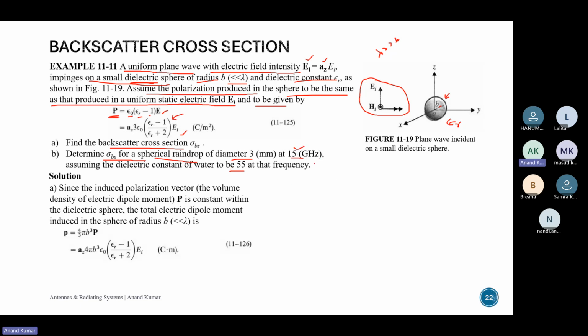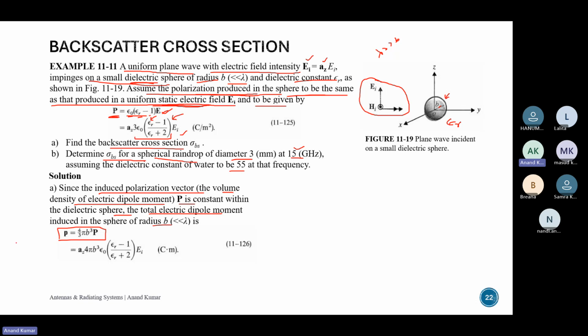So let's do this. Since the induced polarization vector, the volume density of the electric dipole moment P, is constant, it is said over here that assume the polarization produced to be the same as that produced by a uniform static electric field. So this is by the static electric field, and this expression is over here. This epsilon is again known. So this turns out to be constant within the dielectric sphere. The total electric dipole moment induced in the sphere of this radius is this expression.